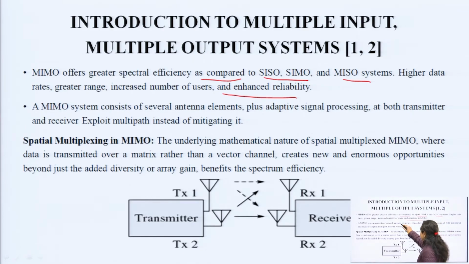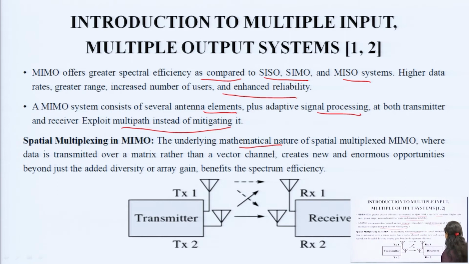A MIMO system consists of several antenna elements plus adaptive signal processing at both the transmitter and receiver. It is going to exploit the multipath instead of mitigating it. So, the multipath concept will be used at the transmitter and the receiver side. Now, spatial multiplexing in MIMO: the underlying mathematical nature of spatially multiplexed MIMO is that data is transmitted over a matrix rather than a vector channel.